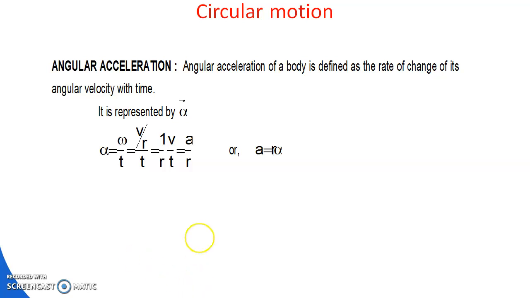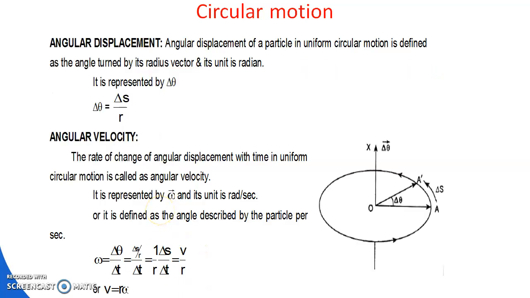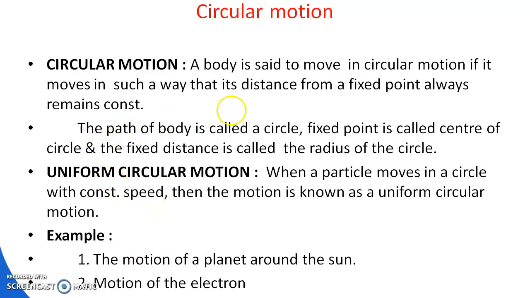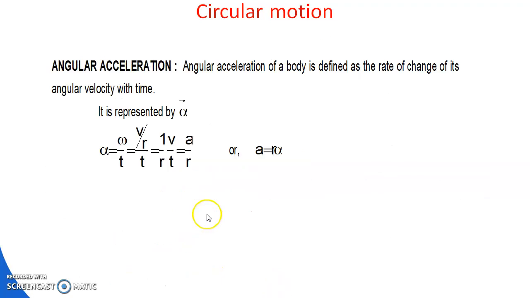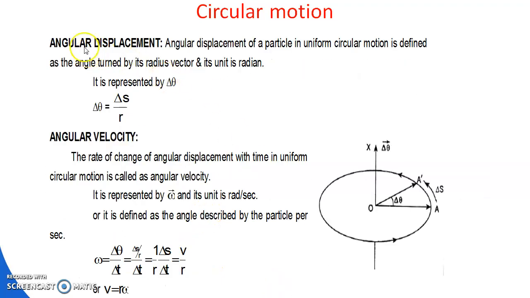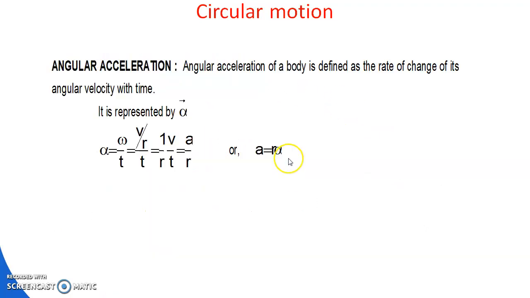So these are all the information about circular motion which is in our syllabus. We have discussed circular motion, uniform circular motion, then the various terms related to it, particularly angular displacement, angular velocity and angular acceleration, and the relations between the angular terms and the linear terms.